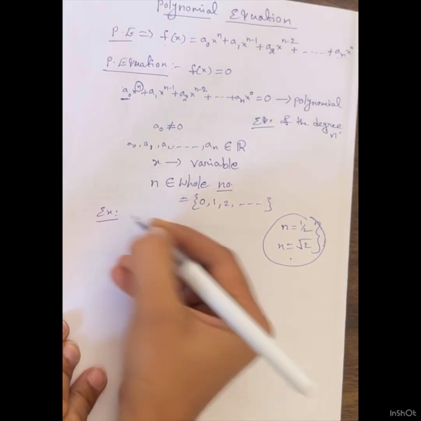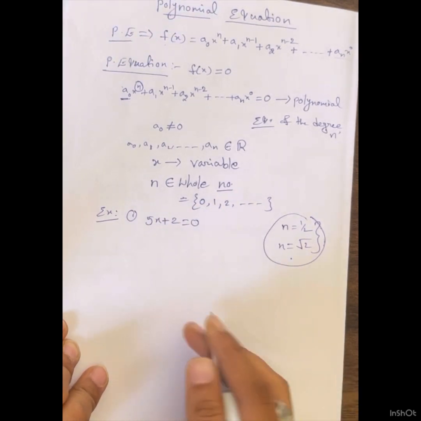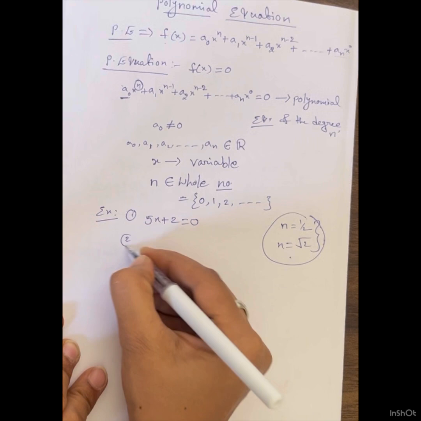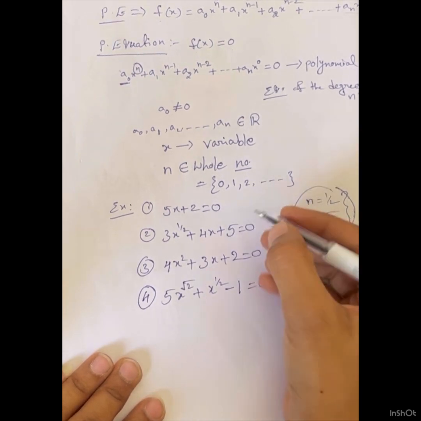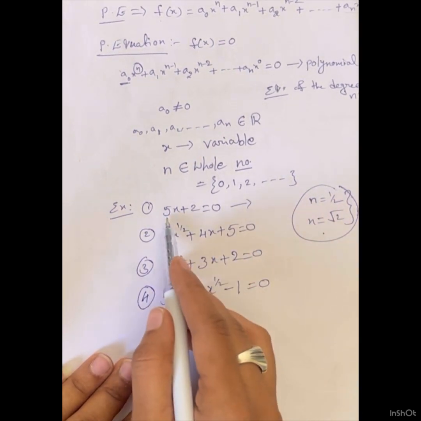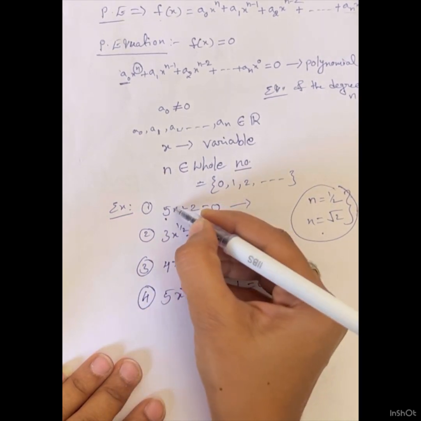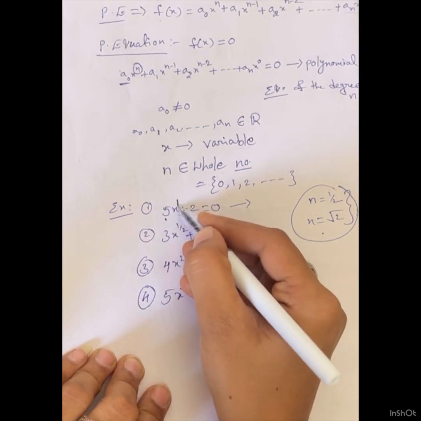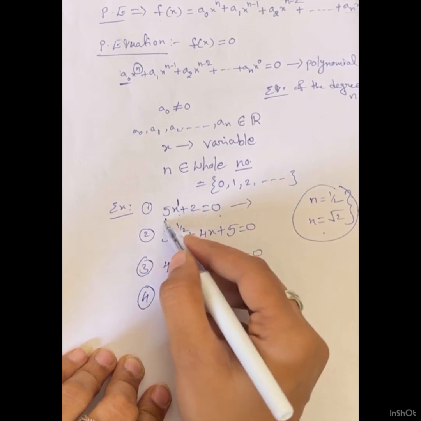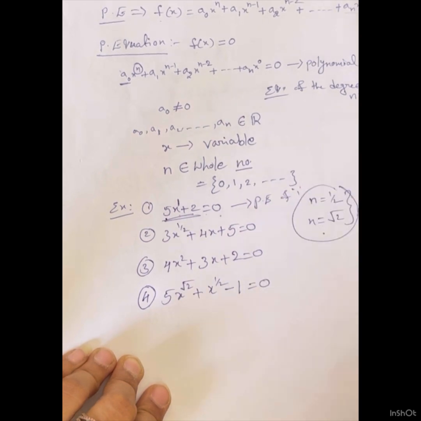Take some examples here. First one, 5x + 2 = 0. Check what are the polynomial equations and what are the non-polynomial equations. Coming to the first one, here I am writing 5x + 2 = 0. What is the degree of x? 1 is the degree of x, and 1 is a whole number. So this is a polynomial equation of degree 1.